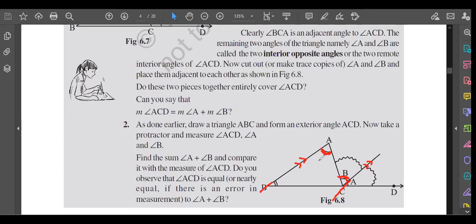Okay. So let it be x. This is also x. This is also x. Alternate interior angle. Yes. Very good. Right. Now this is y. This is z. Okay. Right, everyone?